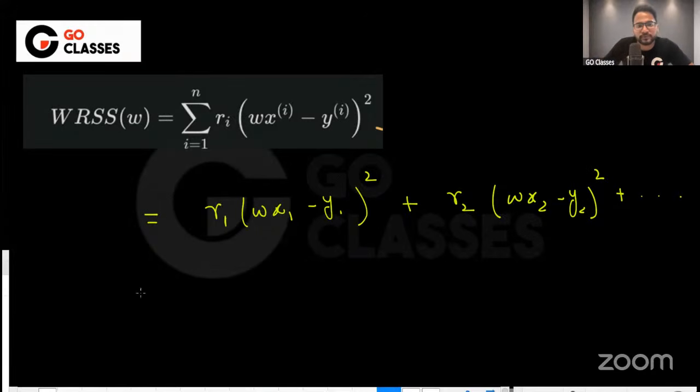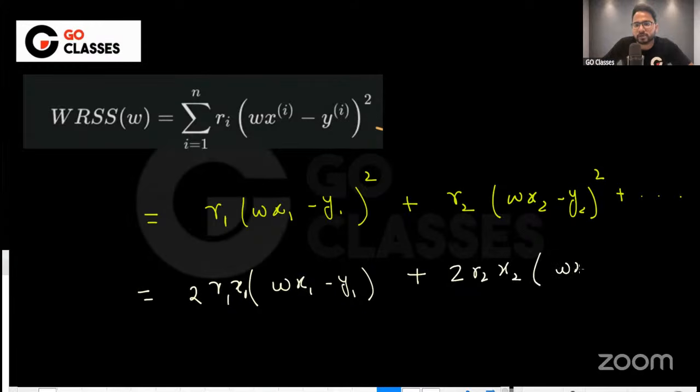If we differentiate with respect to w, let's just see the first term. It will be 2r1 (wx1 minus y1), and then we need to again differentiate the inner term with respect to w, which means you will be getting x1. So 2r1 x1 (wx1 minus y1). Similarly here also you will be getting the same thing, 2r2 x2 (wx2 minus y2).